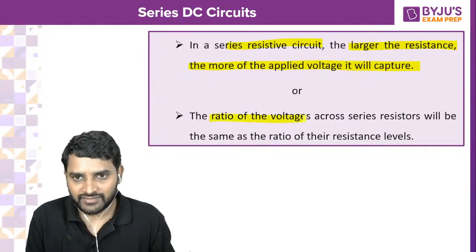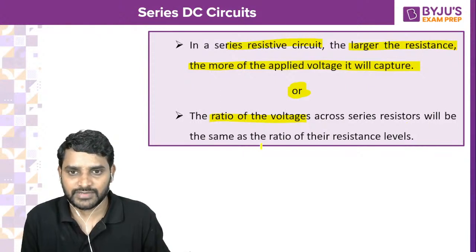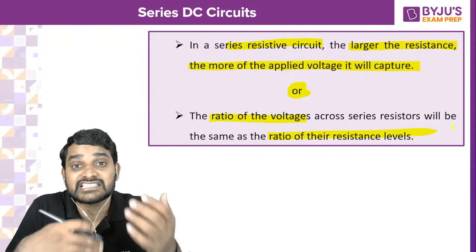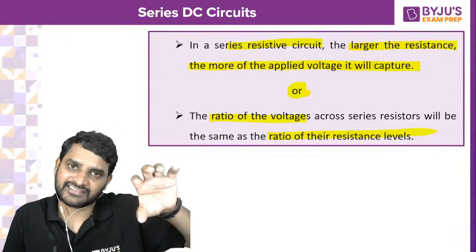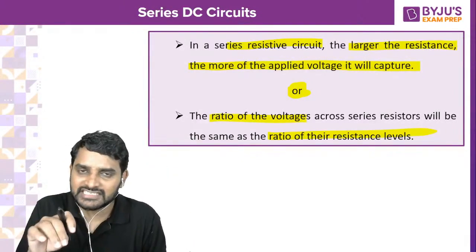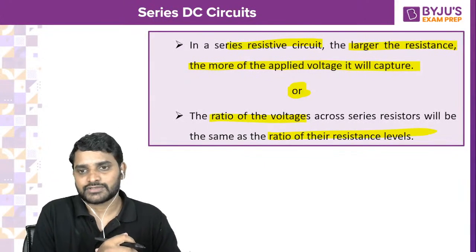So the ratio of the voltage across series resistors will be the same as the ratio of their resistance levels. Higher resistance, higher voltage capture. Lesser resistance, it will capture lesser voltage drop. Okay, so this point you need to remember.